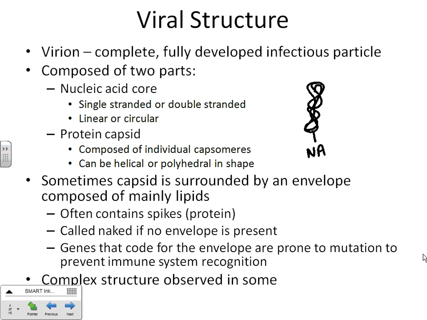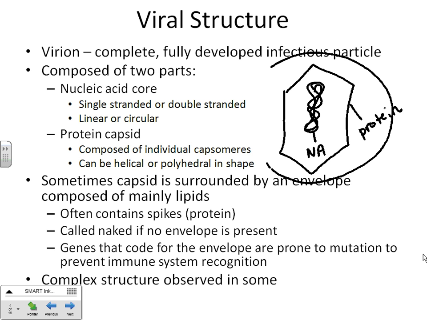Around the nucleic acid core, they have what we call a capsid. The capsid is made of protein. Okay? And I'll show you a real picture in just a second. Okay, so far we have DNA or RNA, protein wrapped around it. Then that's the two components you always have. Sometimes you have another coating on the outside. That's what we call the envelope, and it's made of lipids.